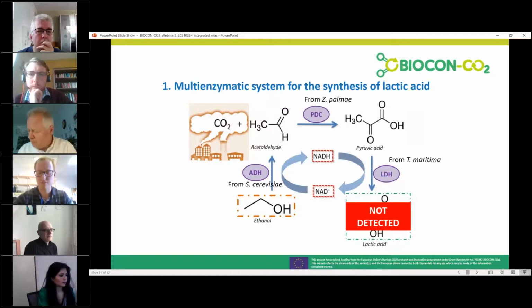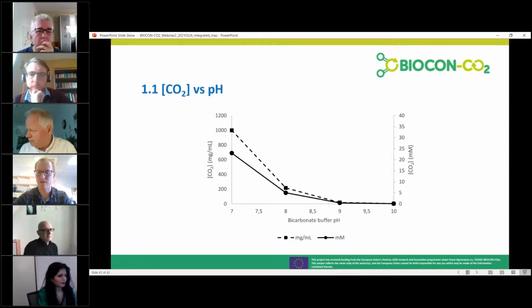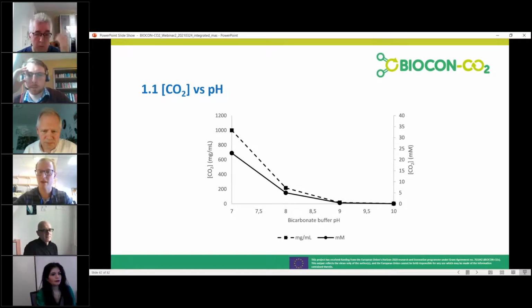So next slide, please. One of the first things we did, because we are working with CO2 in a bicarbonate buffer, was to study the influence of the pH, because the CO2 concentration in the bicarbonate buffer is pH dependent. So we've seen that by changing the pH, we can modify the concentration of CO2. Next slide, please.